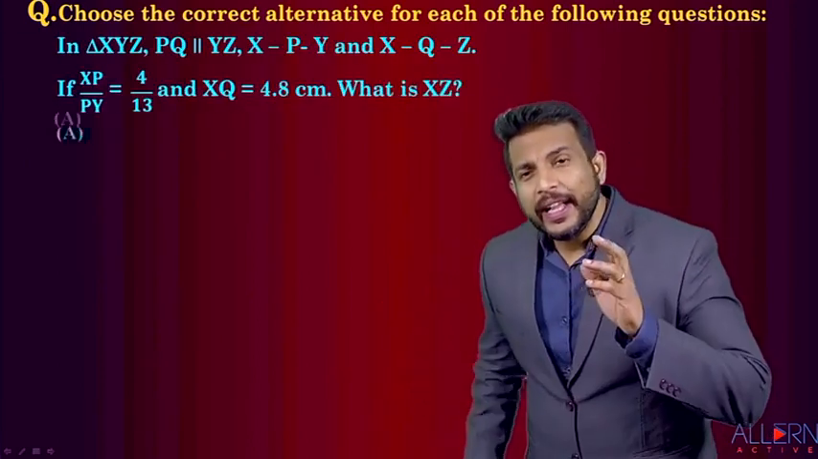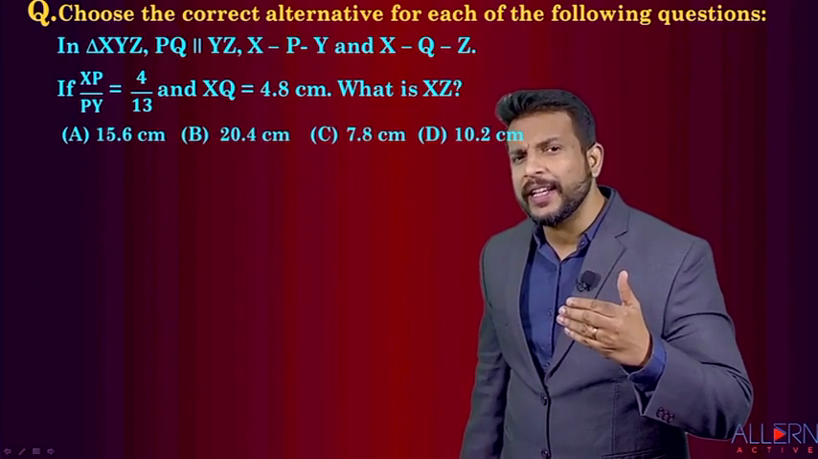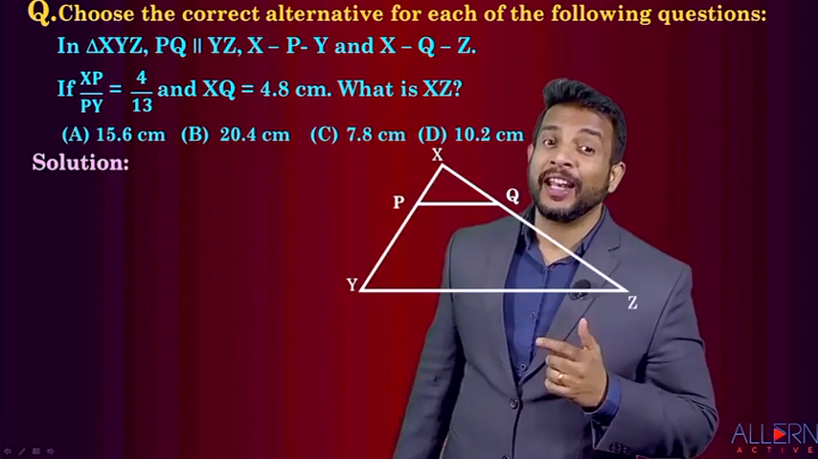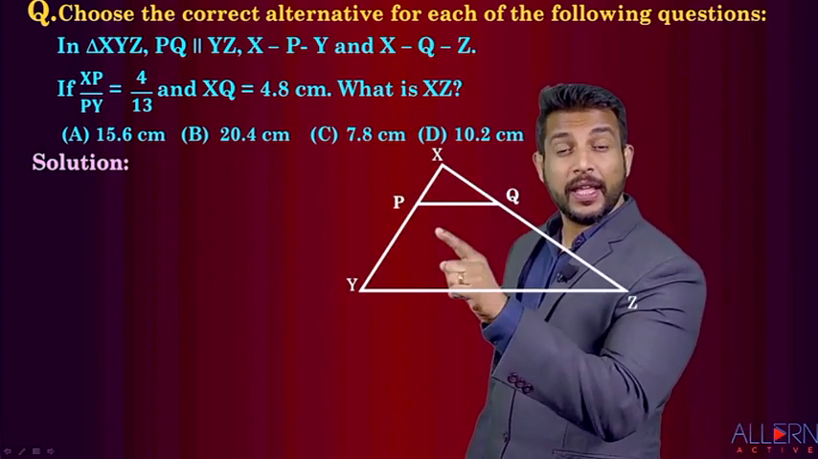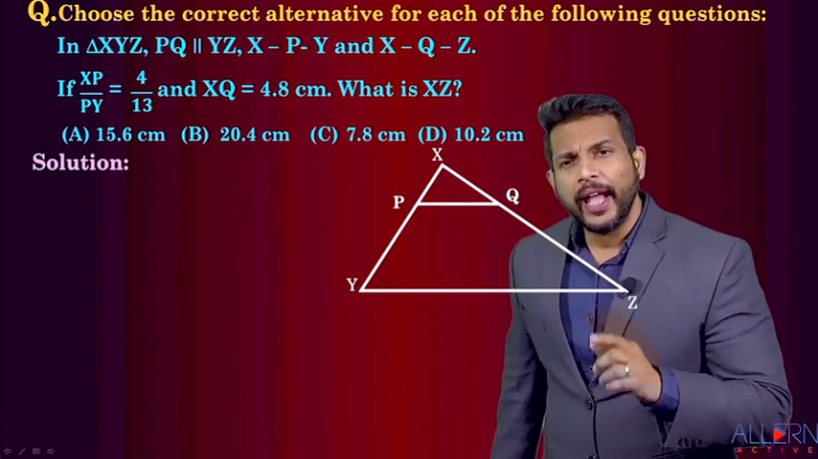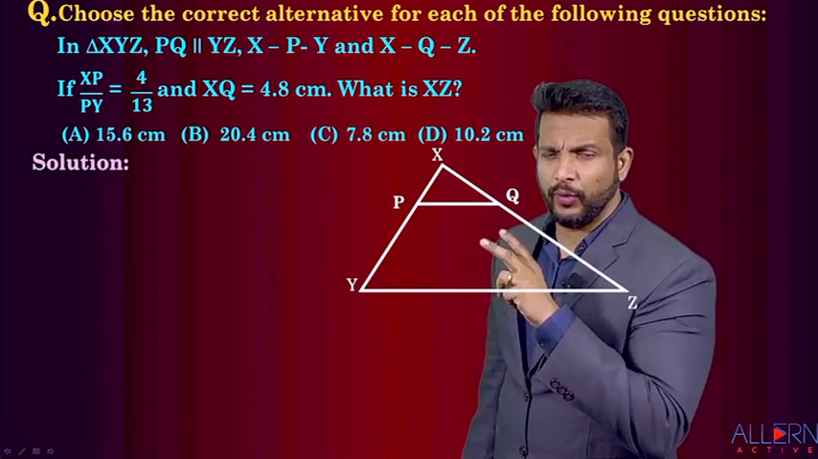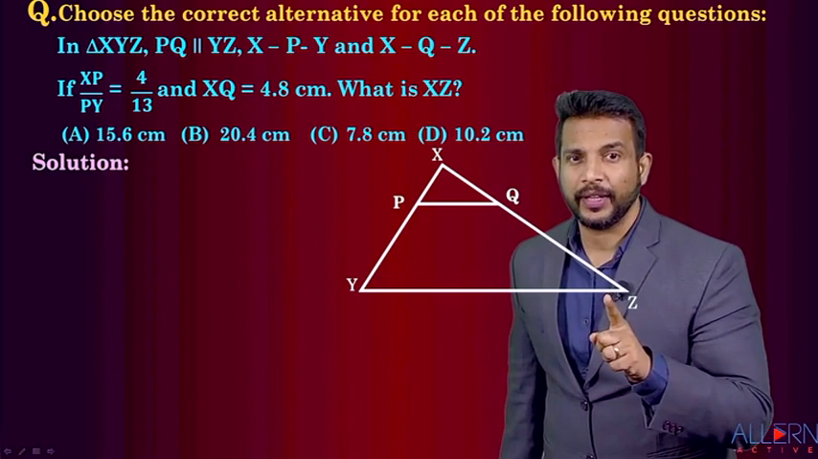Let's see this. It says that in triangle XYZ, PQ is parallel to YZ. That means there is a triangle where you have a line parallel to a side, and the betweenness of these points are given. P is such that it is between X and Y, Q is between X and Z. And there's a value of XP upon PY given, 4 upon 13, and XQ is given as 4.8. What is the value of XZ we need to find, right?